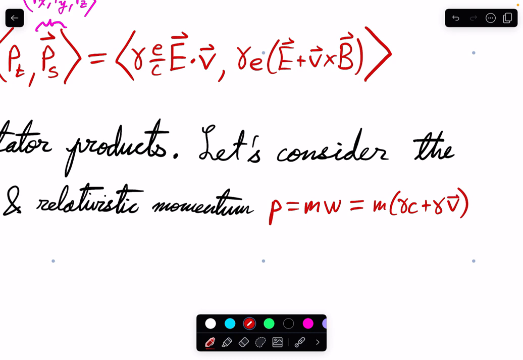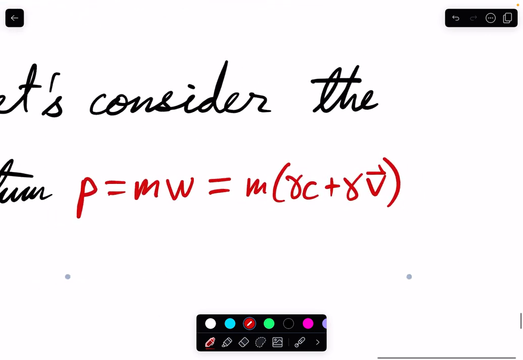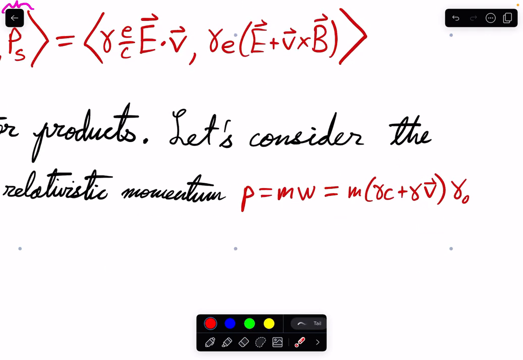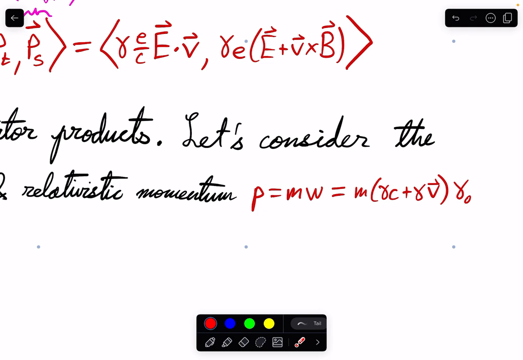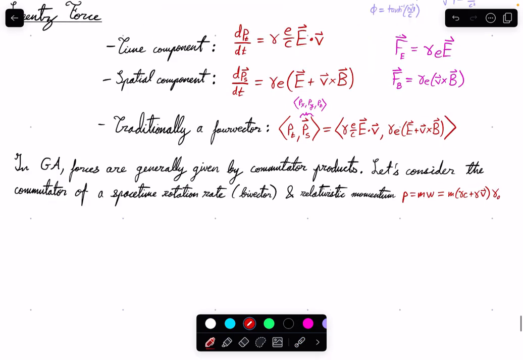So perhaps I should emphasize that this v is a vector. It's a relative vector. So when you bring out the gamma naught, this is what this vector is. So this c is a scalar speed of light. This v is a vector, or a relative vector in the spacetime algebra. So it's actually a bivector with time-like components. Anyway, we're going to consider the.